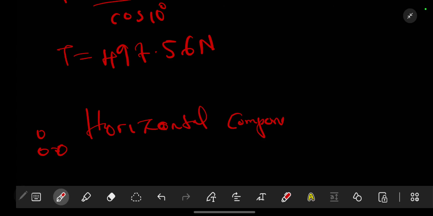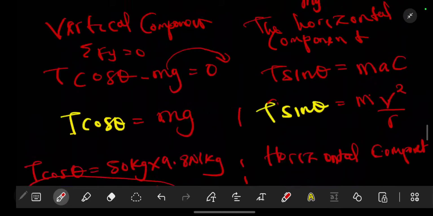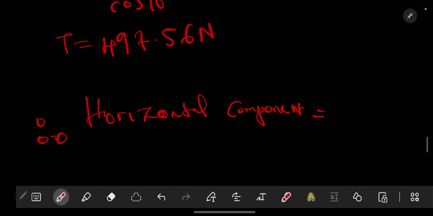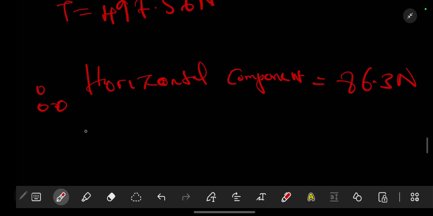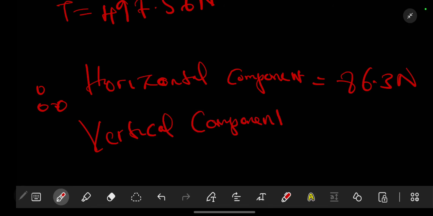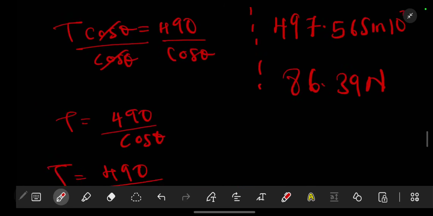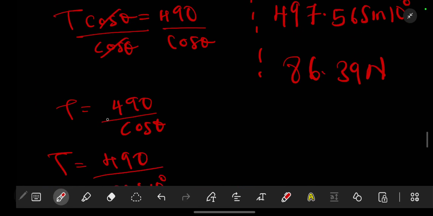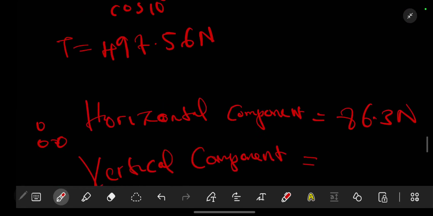So therefore, let's just name them. The horizontal component should be equal to 86.3 newtons. Then the vertical component should be equal to what we found. Our T cosine of theta was found to be 490, so we have 490 newtons.